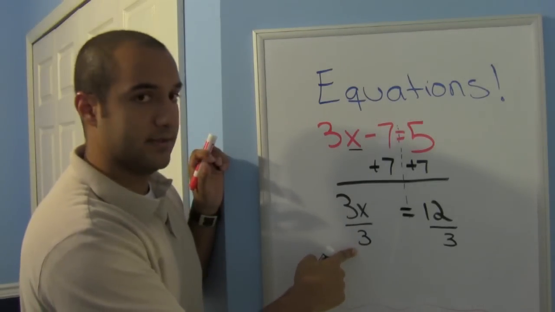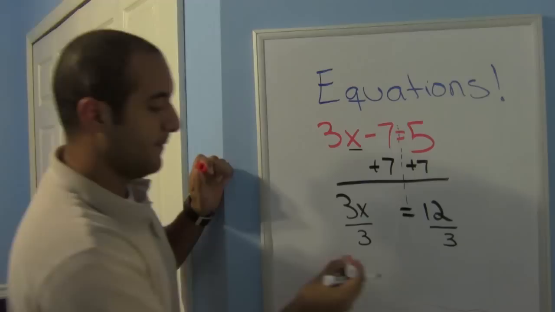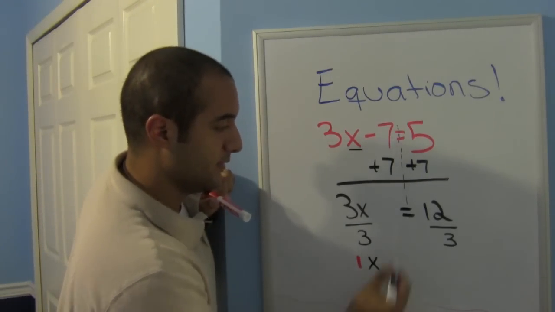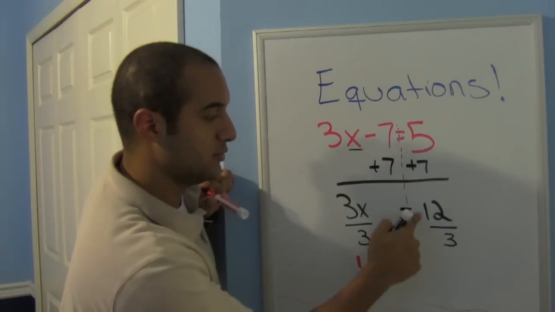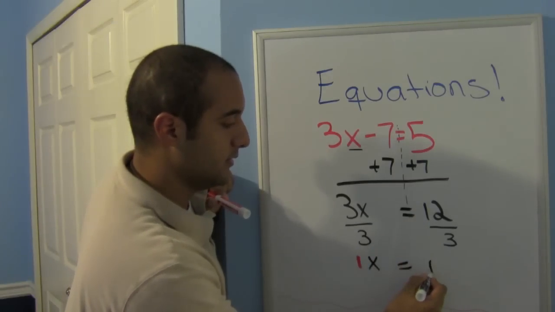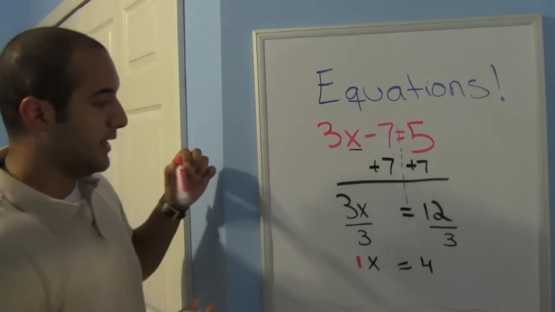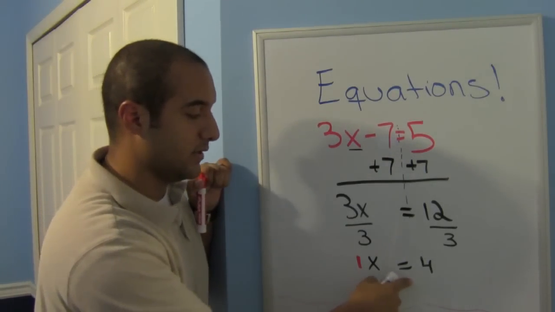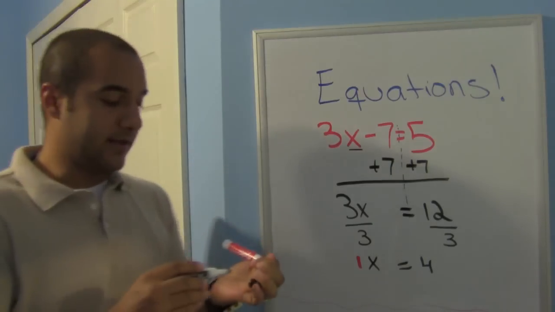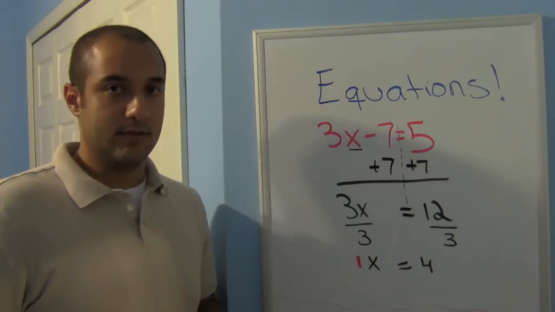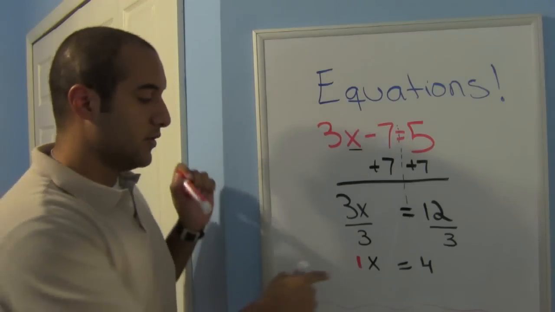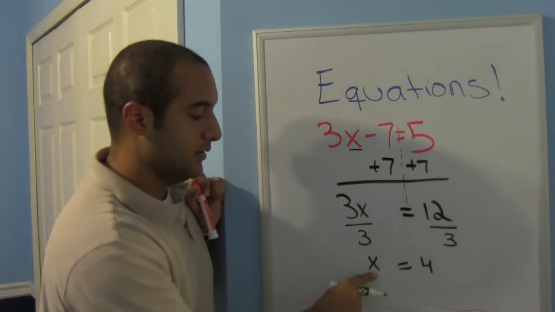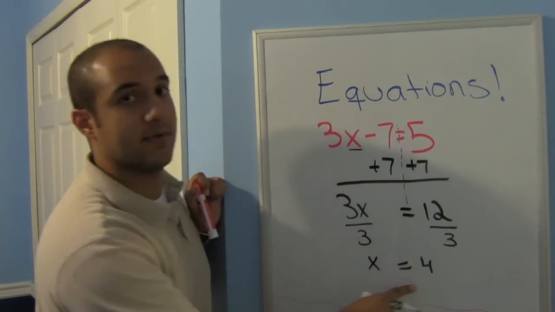3 divided by 3, technically it's 1. So technically this is a 1x. Here's my equal sign. 12 divided by 3, 4. Now, like I said, technically it's a 1. So it's 1x equals 4. But anything times 1 stays the same. So I don't need to show this, and you need to get in the habit of not showing it. So x is equal to 4 is my final answer.